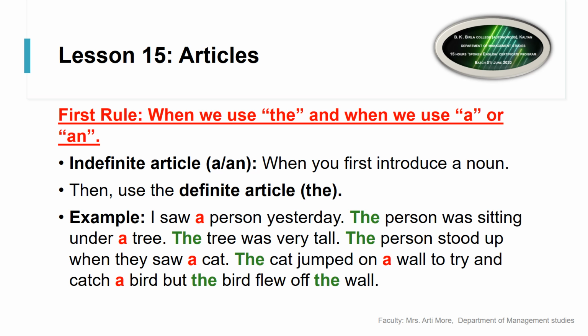Now you can see, students, over here, the a I have highlighted in red, and a is only used when we are introducing a noun for the first time: a person, a tree, a cat, a ball, and a bird. But as we have already introduced person, tree, cat, and bird, immediately in the second sentence we are using the person, the tree, the cat, the bird, and the wall. Very simple to understand.